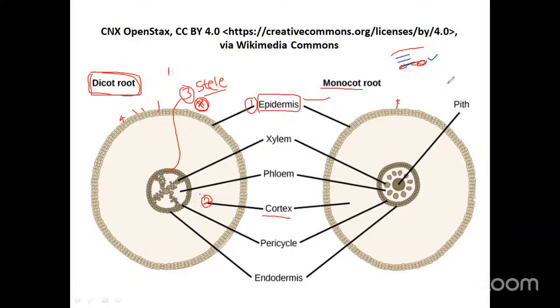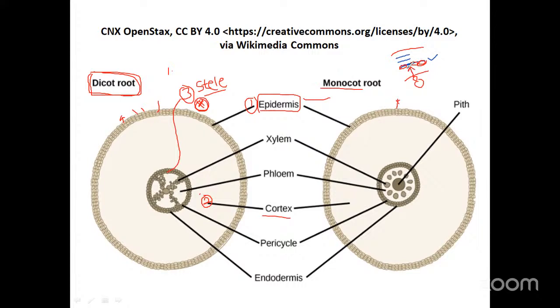For example, this is the continuation, this region is the stele. In the stele, this is xylem. Where the xylem is present, exactly opposite, there are no thickenings. There is no Casparian band. This is called passage cells.